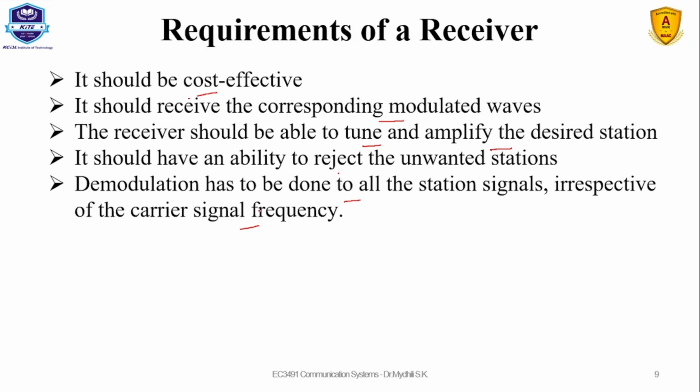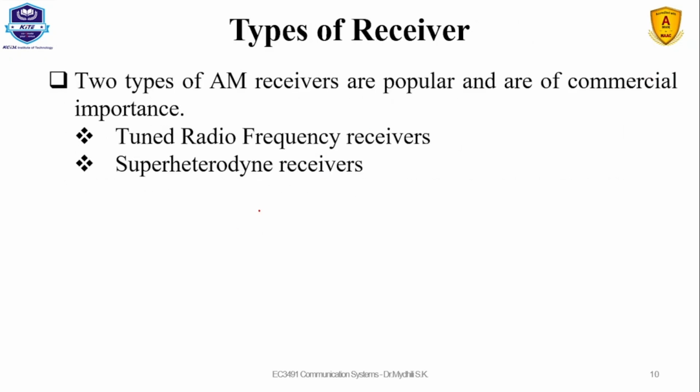So demodulation will be done at the receiver end, and the signal frequency is not dependent on this factor. It is about the carrier frequency, whatever is taken. So what are the types of receivers?